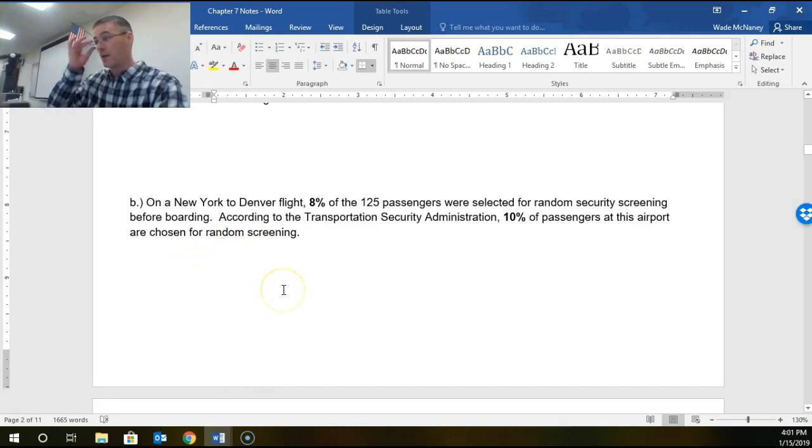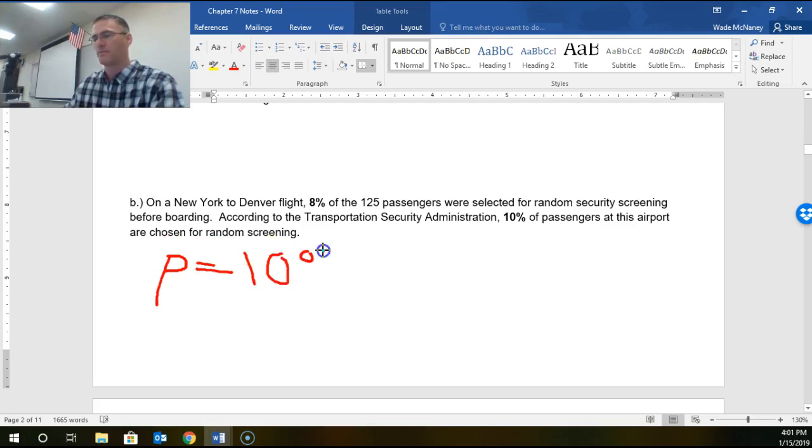For letter B, we're talking about a New York to Denver flight. 8% of the passengers were selected for screening. Supposedly TSA is supposed to screen 10% of all passengers at the airport. So which one is the population and which one is the sample? In this case, the 8% is my sample proportion. The 10% is my population proportion. So my population proportion, P, should be the 10%. My sample proportion, P hat, is the 8%.